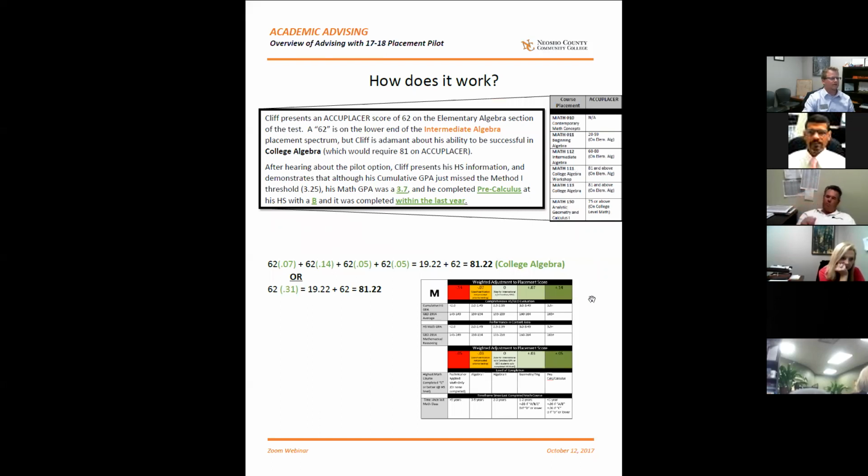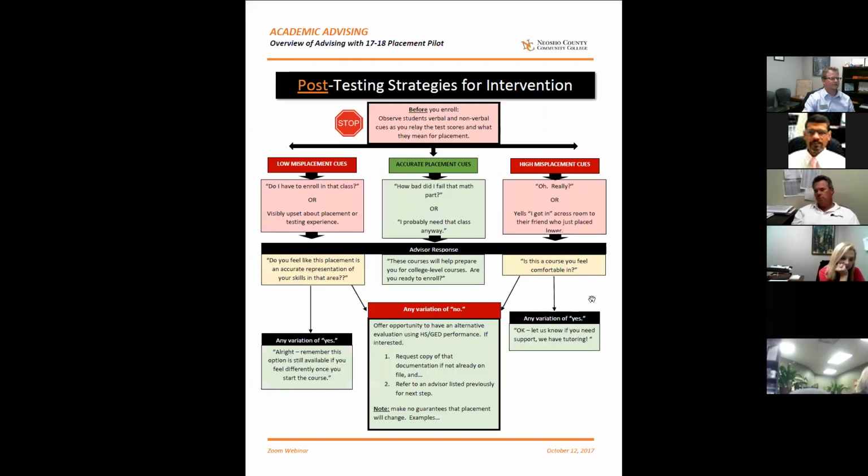So be careful not to guarantee that an evaluation would guarantee a change in their actual placement. It may change their score, but it might not change their placement, if that makes sense.